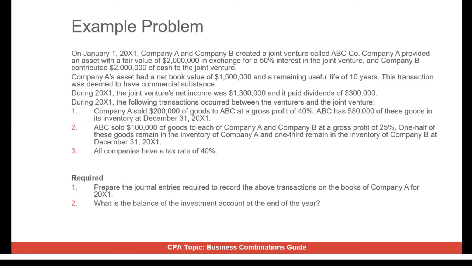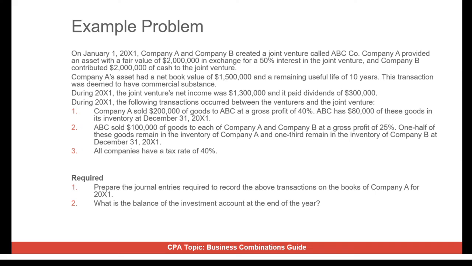On January 1st, 20x5, Company A and Company B created a joint venture called ABC Co. Company A provided an asset with a fair value of $2 million in exchange for a 50% interest in the joint venture. And Company B contributed $2 million of cash to the joint venture. Company A's asset had a net book value of $1.5 million and a remaining useful life of 10 years. This transaction was determined to have commercial substance. During 20x1, the joint venture's net income was $1.3 million, and it paid dividends of $300,000.